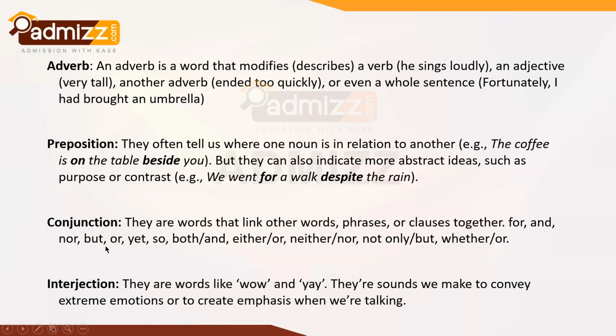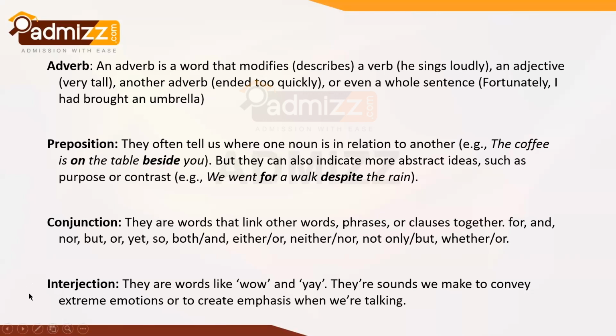Words like for, and, nor, but, or, yet, so, and things as such are used to link two particular sentences. So keep this in mind as well. If you guys want, you can always take a screenshot of these slides in case they are a bit lengthy for me to explain, or if they are not really comprehensible to you. So feel free to do that.